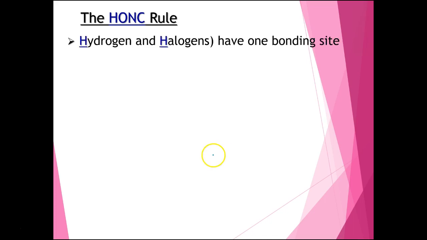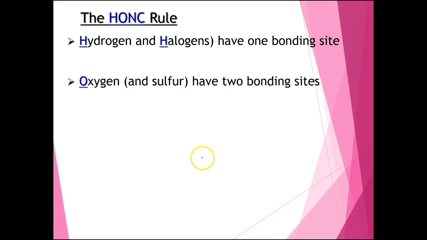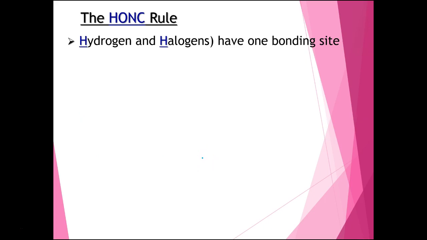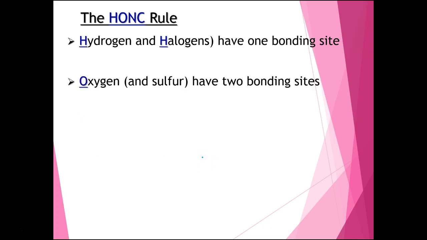So hydrogen and the halogens only have one bonding site. That's because hydrogen only needs one electron to get its 2. Remember, hydrogen doesn't need an octet. The halogens only need one electron to get its 8. Any of them, fluorine, chlorine, bromine, and iodine, are all the same. So what we know is hydrogen and the halogens will only form single bonds. Okay?